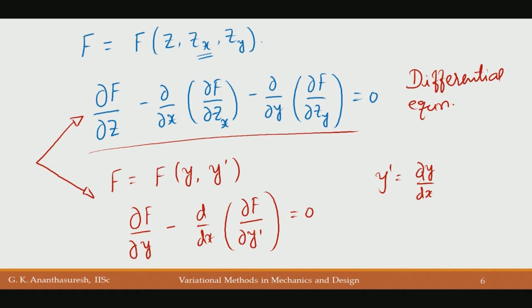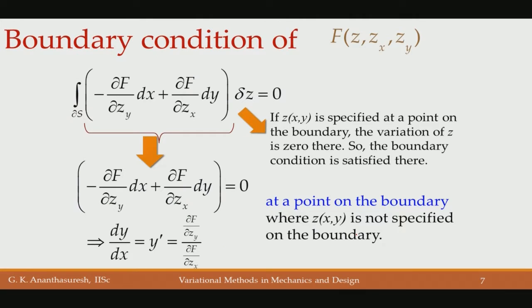So, the differential equation, what we call the Euler Lagrange equation, is easy to write. The boundary condition requires a little work, which we did last time, through integration by parts, which is Green's theorem, applying a little trick to eliminate delta z sub x and delta z sub y. We got a boundary condition which is shown over here.